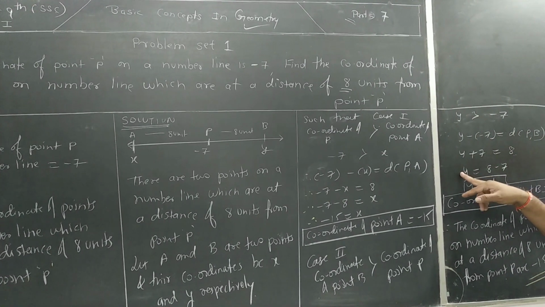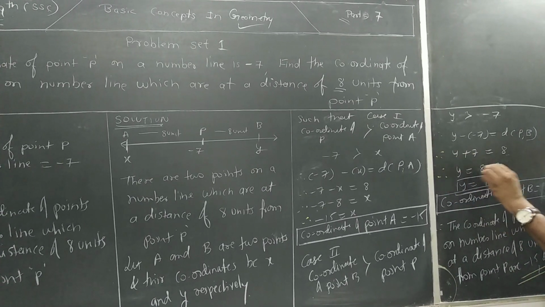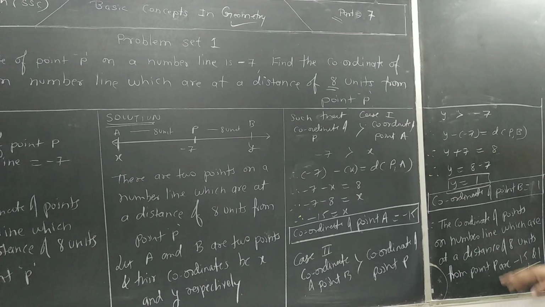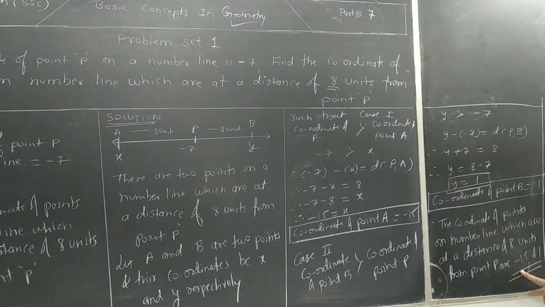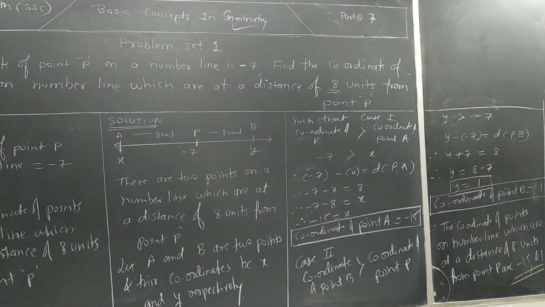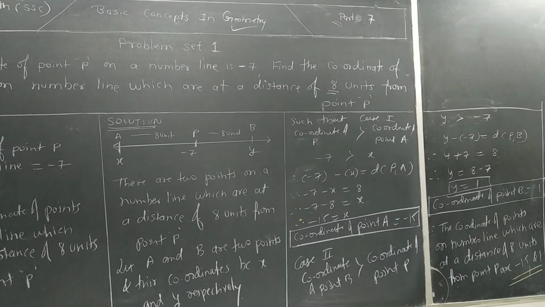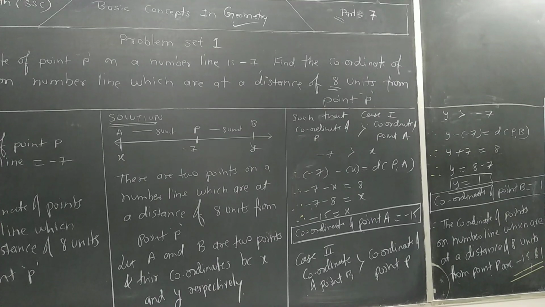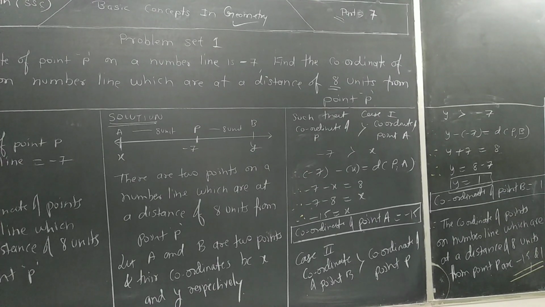What did you get as the value of positive Y? 1. That is, the coordinate of point B is 1. So the coordinates of points on a number line which are at a distance of 8 units from point P are minus 15 and 1. This question you have to write in the same way only. If you do it this way, you will get full marks. This question will be for 3 to 4 marks in your school examination. So please be ready with this question. Thank you.